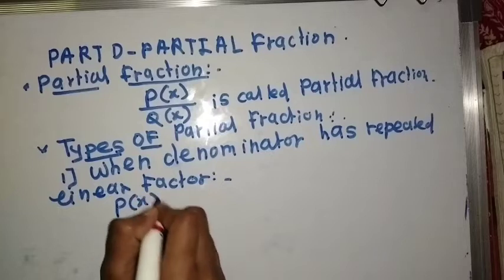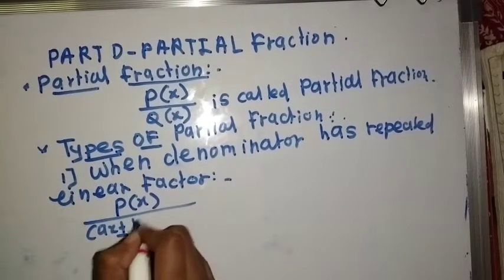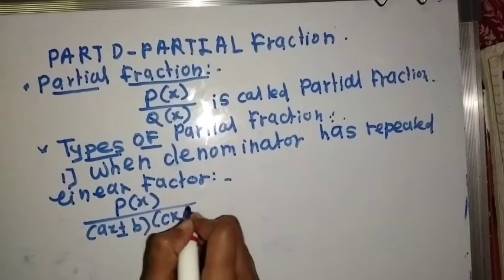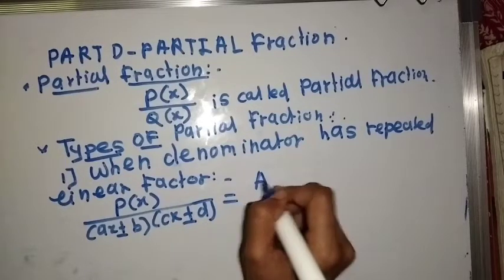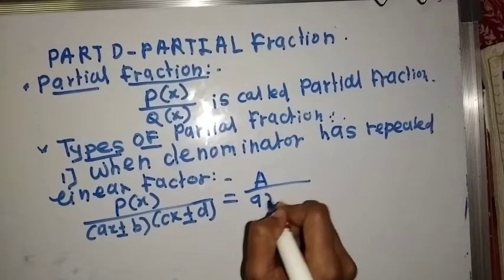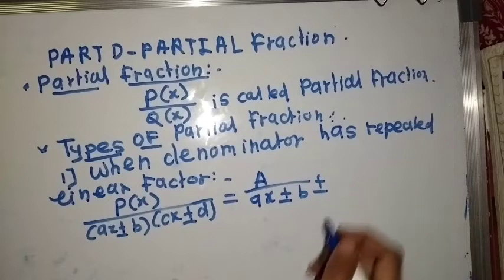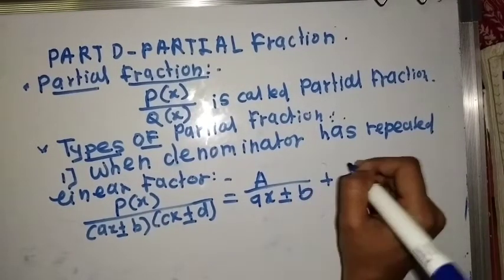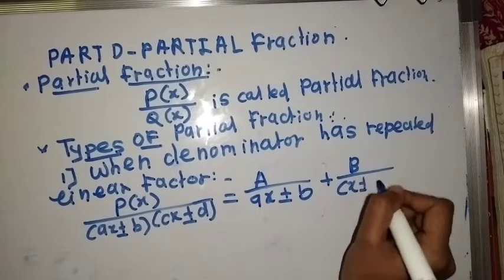Suppose P of x upon (ax plus or minus b) and (cx plus or minus d). Then how do we write the partial fraction? A upon (ax plus or minus b) plus B upon (cx plus or minus d).